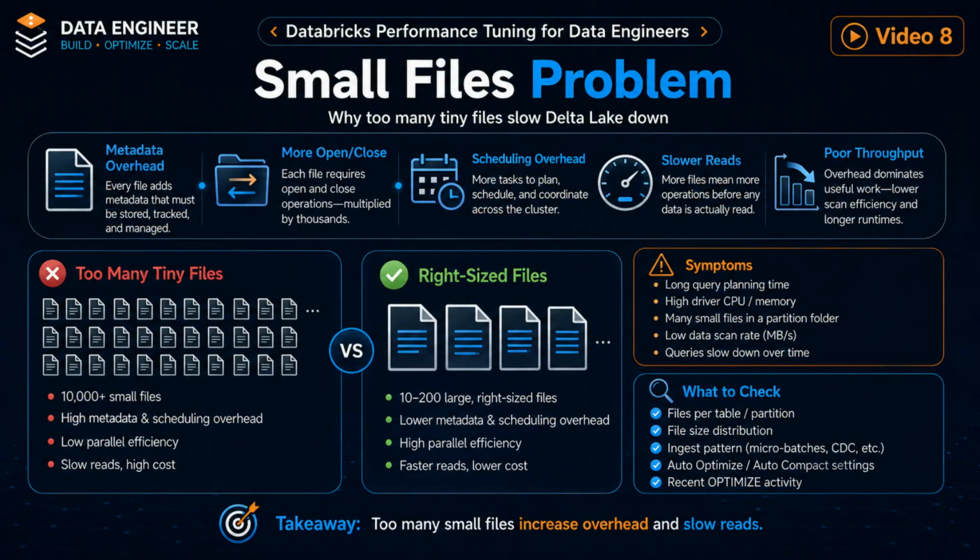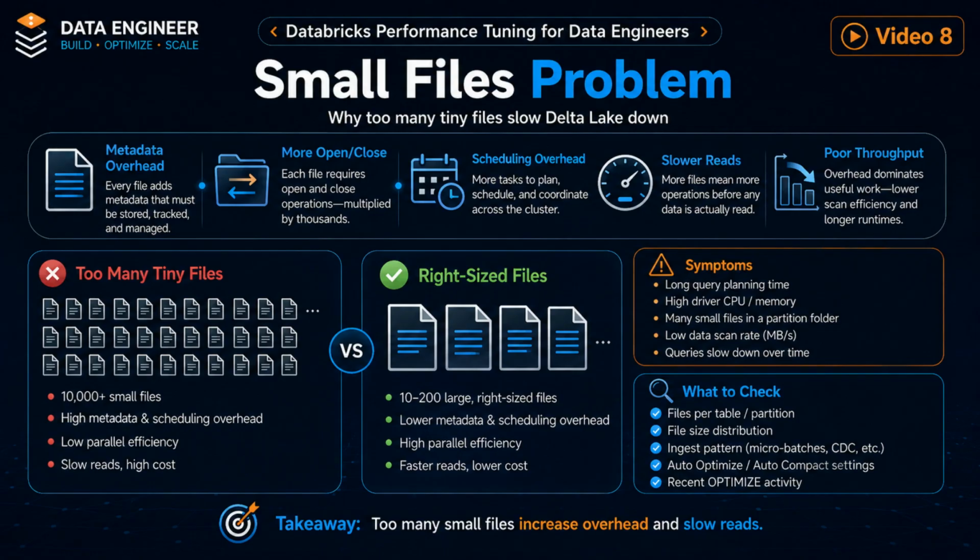The small files problem happens when a Delta Lake table contains thousands or even millions of tiny files. Each file adds metadata overhead. Spark and Delta need to track it, list it, plan it, open it, and close it. When there are too many small files, the job may spend too much time planning and scheduling work before useful data is even processed. This can cause slower reads, high driver CPU or memory usage, poor throughput, and queries that get slower over time. Small files often appear after frequent microbatches, streaming jobs, CDC pipelines, or many small writes.